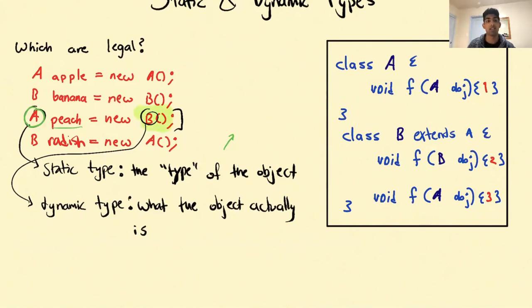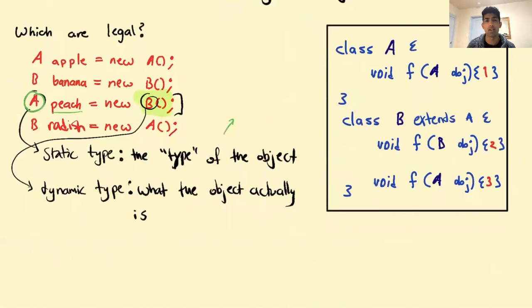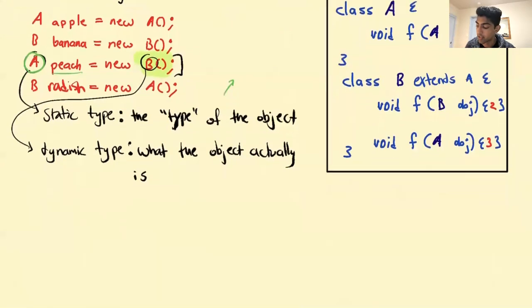And in this case, we can see that the static type may not be the same as the dynamic type, okay? Let's intuitively try to figure out whether peach is a valid instance. Let's try to also figure out whether radish is a valid instance, okay? So I think A and B is a bit confusing because this relationship isn't common in everyday life, so it's hard to build intuition. So let's think about another inheritance relationship.